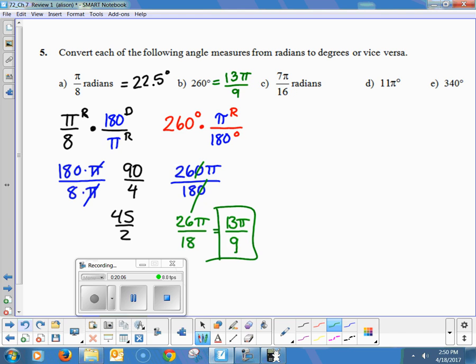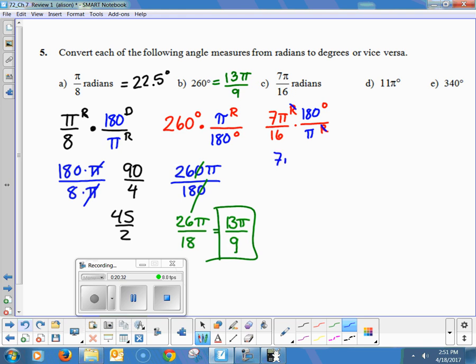7 pi over 16 radians. And we want that to be in degrees, so I need to multiply by degrees over radians. Do you like that? It looks either like a D or the circle. I was going for the circle, but it looked more like a D. There. I happen to know that 180 degrees is pi radians. And notice my units are going to cancel.